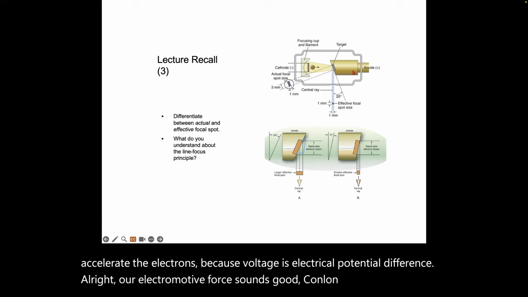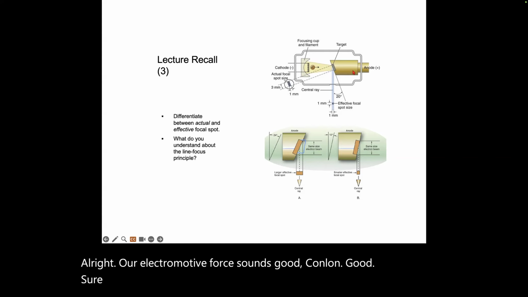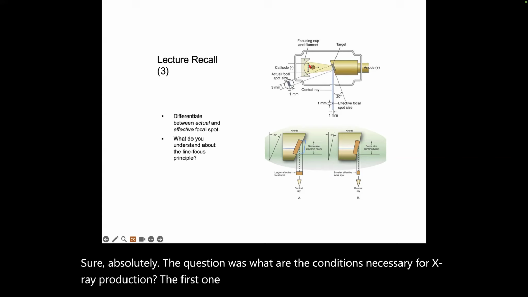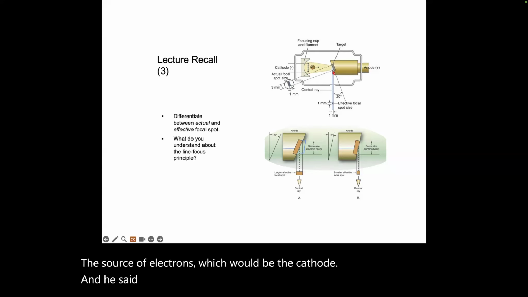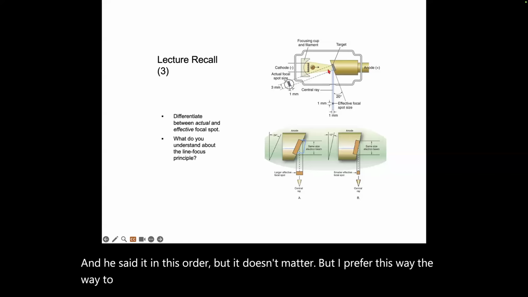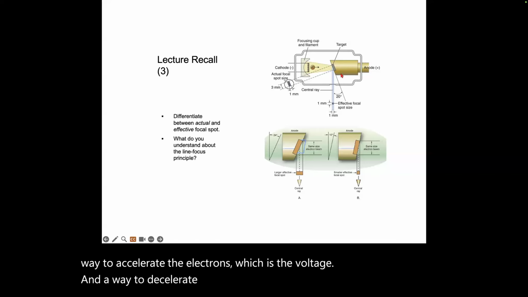Sounds good, Conlon? So the three steps are the high voltage generator, the film. Wait, can you just repeat it, please? Sure, absolutely. The question was, what are the conditions necessary for X-ray production? The first one was the source of electrons, which would be the cathode. And he said it in this order, but it doesn't matter. But I prefer this way. The way to accelerate the electrons, which is the voltage, and a way to decelerate the electrons, which is the anode.